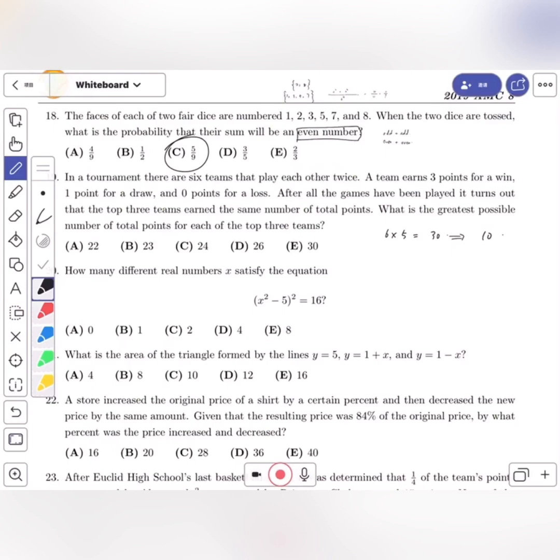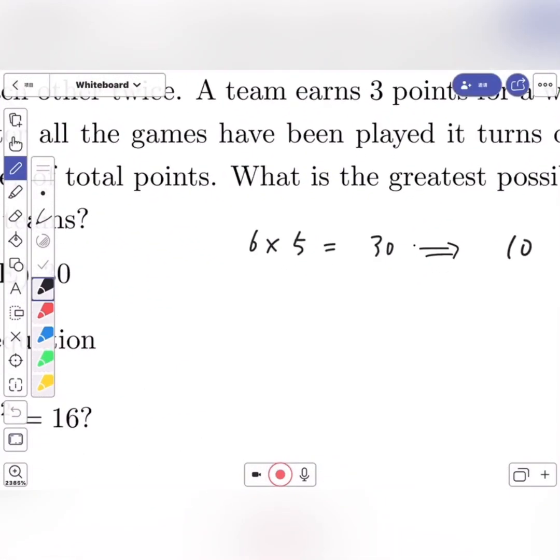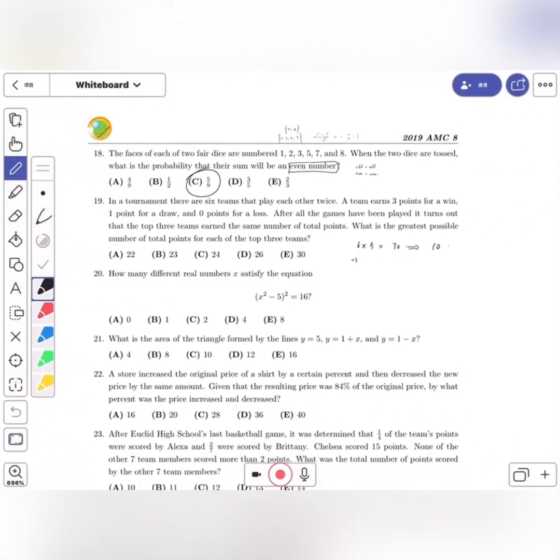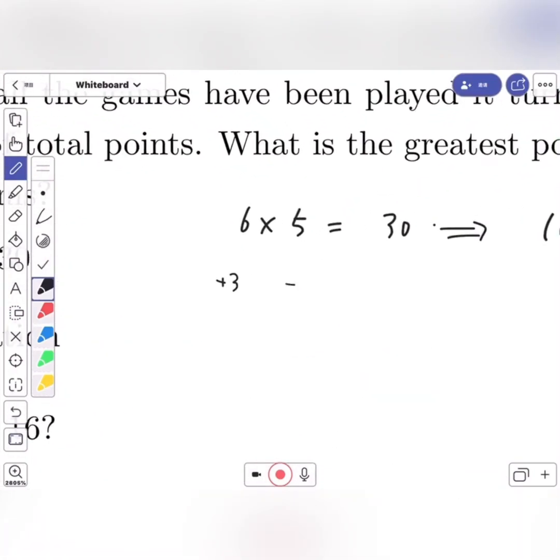And notice that for each game, you can only contribute to the total score by 3, which basically means someone wins and the other person lost, or you can have 1 point for a draw, so 1 point for each, right?